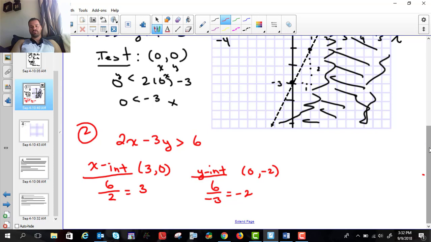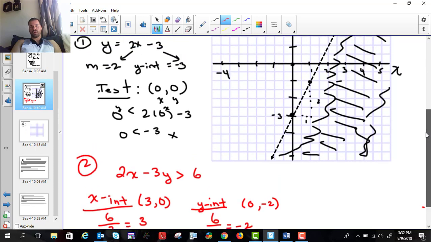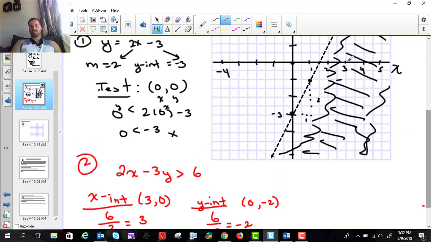So what we're going to do, we're going to go up to our graph now and plot that. So 3, 0 is right here, and 0, minus 2 is right here. And then we're going to draw a line through those two.